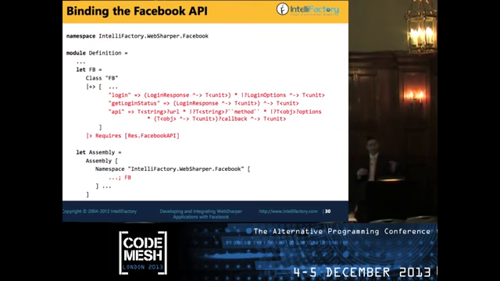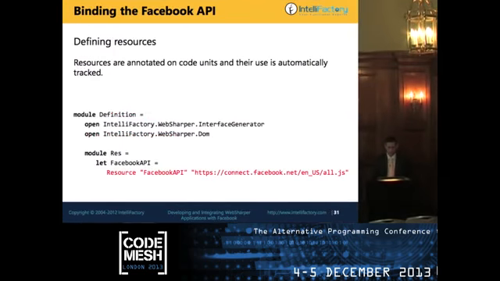dependency on that resource. So in a page that serves any kind of dynamic call to these functions from F#, you will always automatically include the Facebook API. WebSharper will do that for you. All right. So here's a resource.